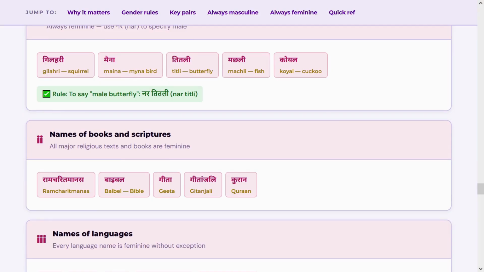Names of books and scriptures. We know that book is feminine in Hindi, so the names of the books will also be feminine, right? When it comes to talking about gender, like Ramcharitmanas, feminine. Bible is feminine. Gita, Gitanjali, Quran.